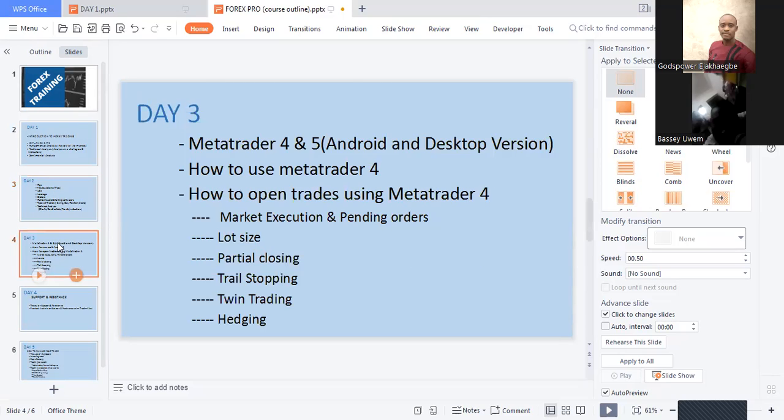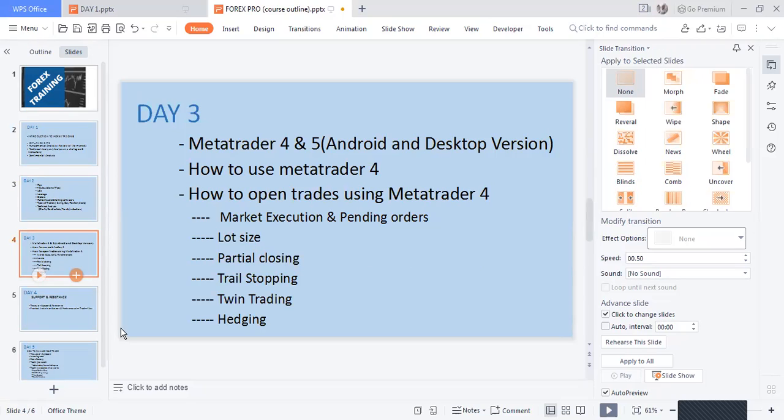Now, what are we going to be doing for day 3? We'll talk about MetaTrader 4 and 5, how to use MetaTrader 4 and 5, how to open trades using MetaTrader 4 and 5. We'll talk about partial closing, trade stopping, and twin trading, hedging. These are the things we'll be talking about for day 3.